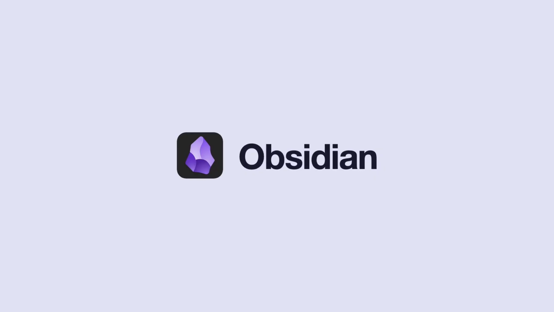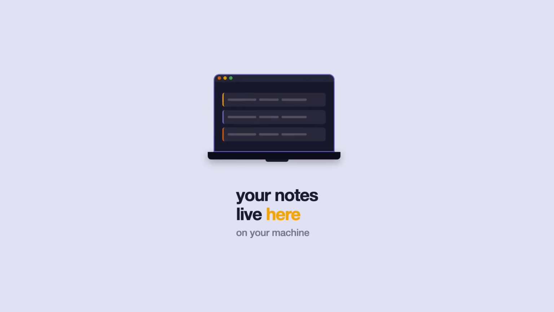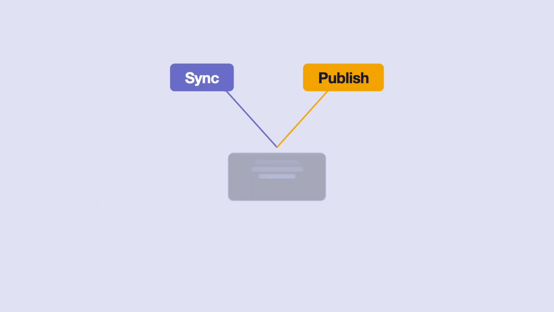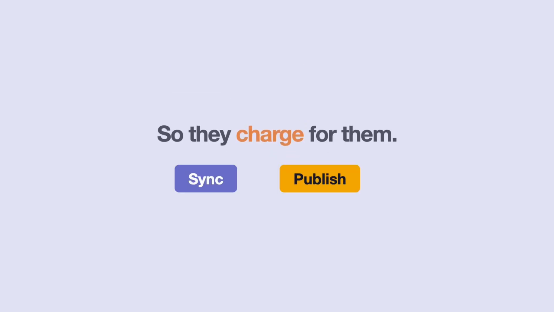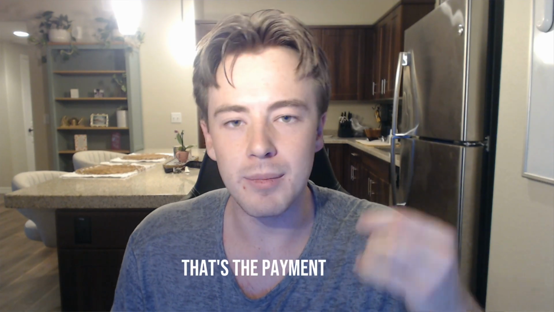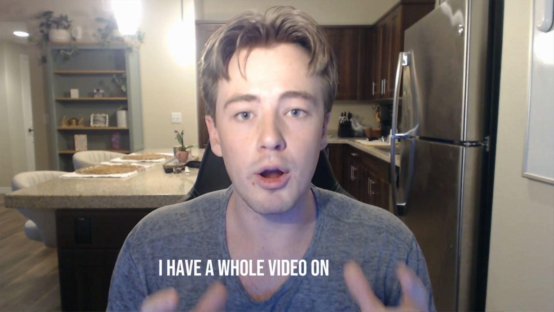Take Obsidian. Free, local first, your notes live on your machine. No cloud required. But Obsidian Sync and Obsidian Publish both run on their servers, so they charge for them. Value that requires their infrastructure gets a price tag. That's the payment layer.